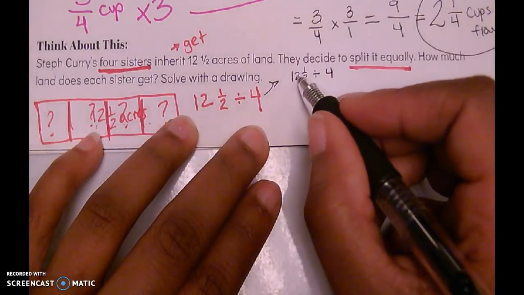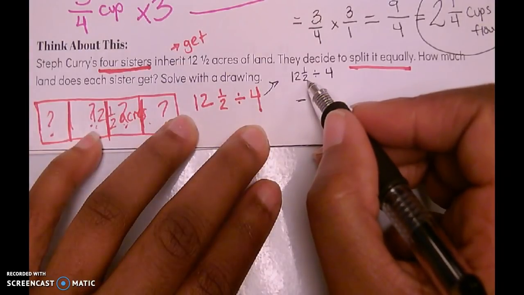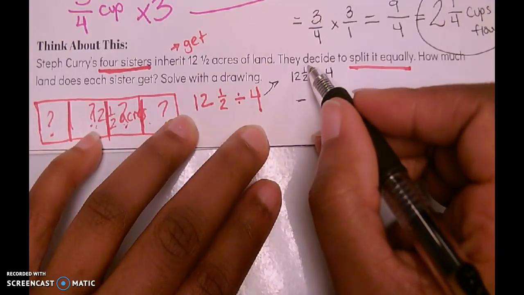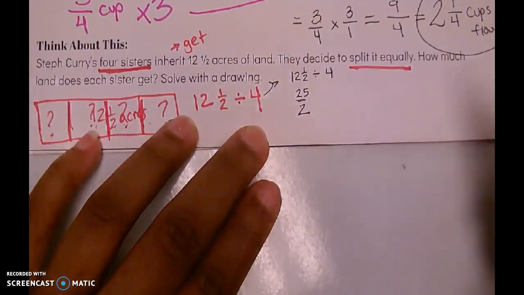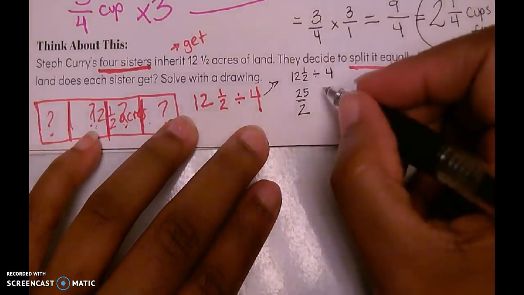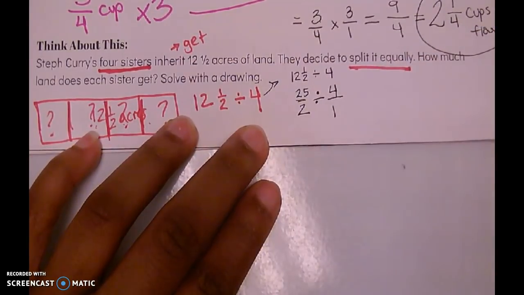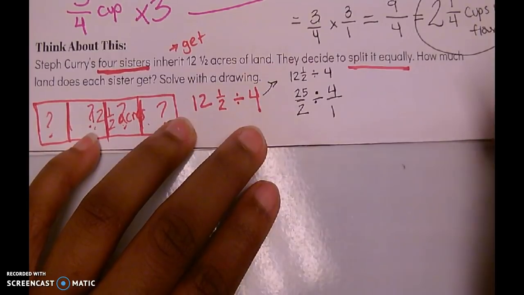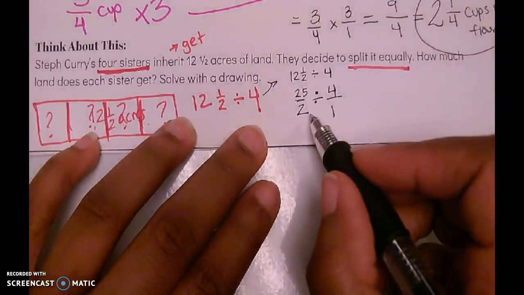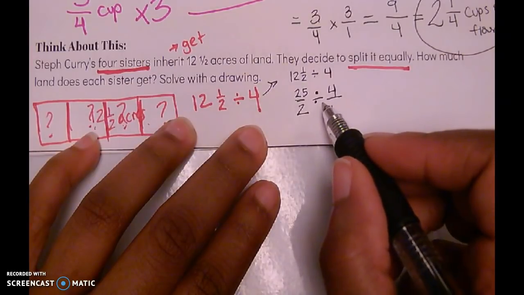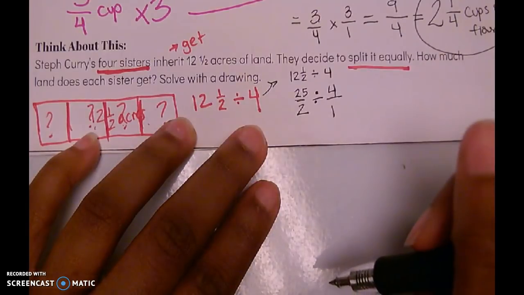So if I use multiply, add, keep, I know that I multiply the whole number times the denominator, 2 times 4, add the numerator, 25, keep denominator. So that's going to be 25 over 2 divided by 4 over 1. Okay? Now that I have my problem set up, I am going to keep the first fraction, change the sign, take the reciprocal of the second fraction, and multiply.